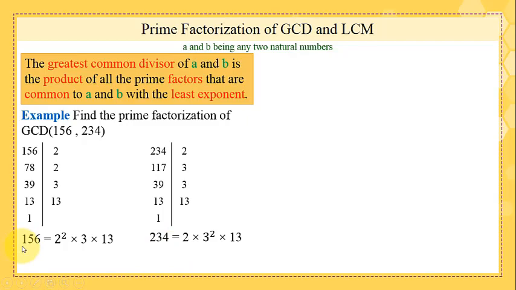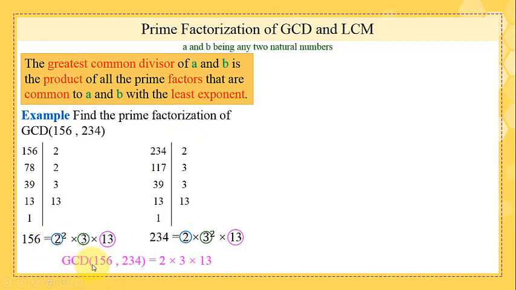Now, to find the greatest common divisor between 156 and 234, we have to look for common divisors. 2 is a common divisor between 156 and 234. 3 is another common divisor. Also, 13 is a common divisor between 156 and 234. Now, among these common divisors, we are going to take the common divisors with the least exponent.